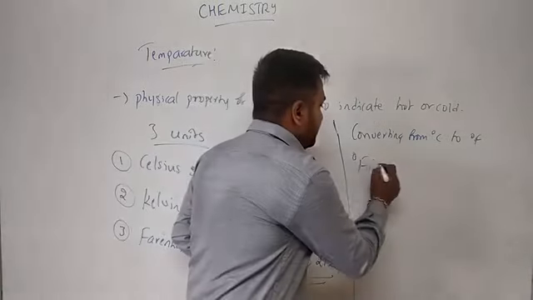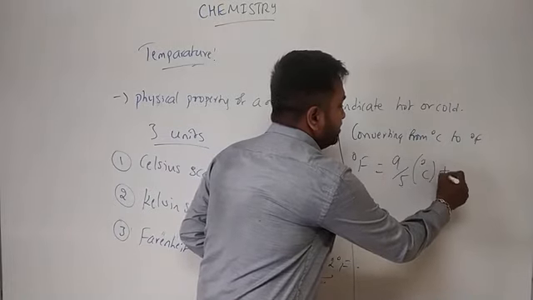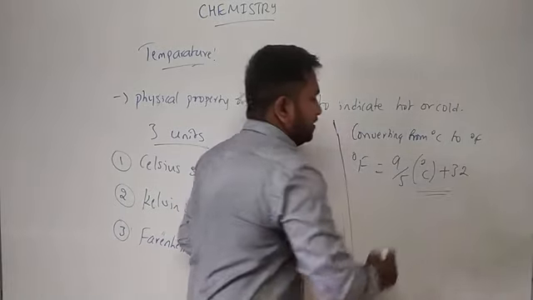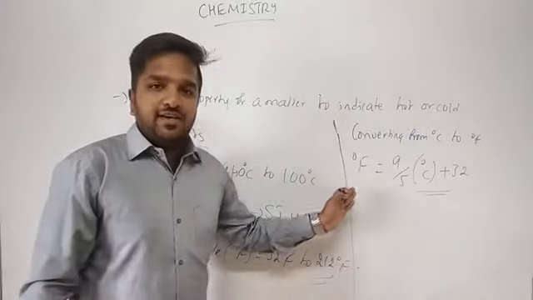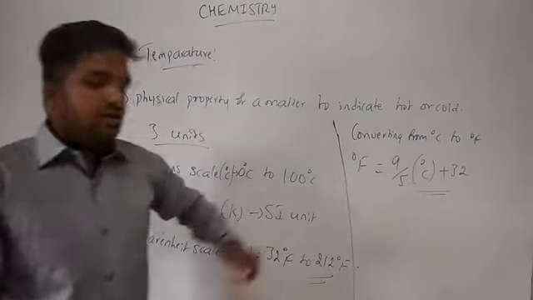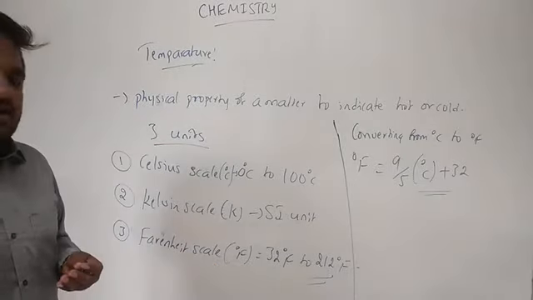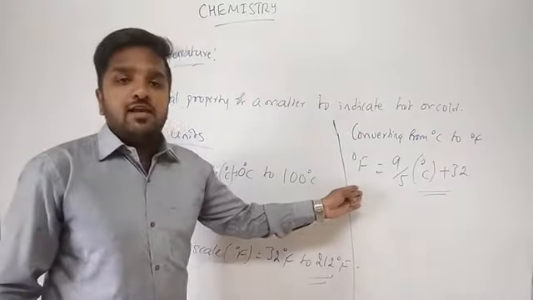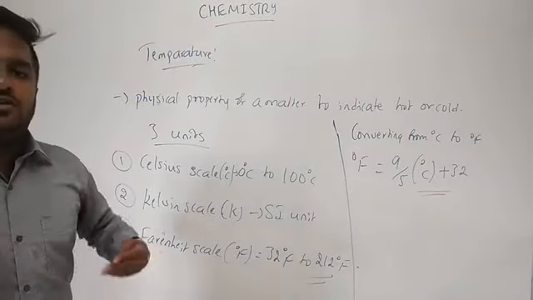Now to get it, degree Fahrenheit is 9/5 degrees Celsius plus 32. This is the formula that we use to convert a temperature which is in degree Celsius into degree Fahrenheit. In our offline classes, we will be having some numericals based on this one, conversion of temperature from one unit to another unit.